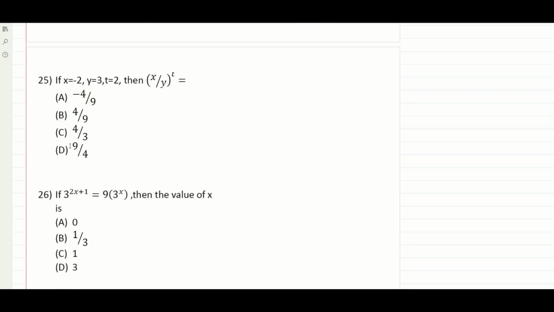Alright, let's look at number 25. Number 25 says if x is equals to negative 2, y is equals to 3, t is equals to 2, then what is x over y to the power t, which is minus 2 over 3 to the power of 2, would be minus 2 by minus 2 is 4, and 3 by 3 is 9, so it's 4 over 9, so that is B.